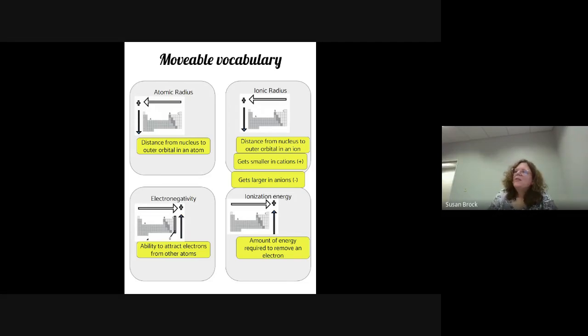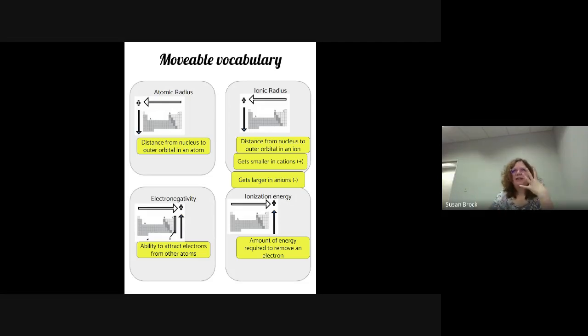So the distance increases as we go down, which makes sense because we're increasing energy levels and they get more and more distance from the nucleus. So that makes sense that those increase. Now we're going to look at the reason why later. And it's not just that we're adding more shells. That's part of it, but not all of it. All right. And the atomic radius increases as you go from right to left.